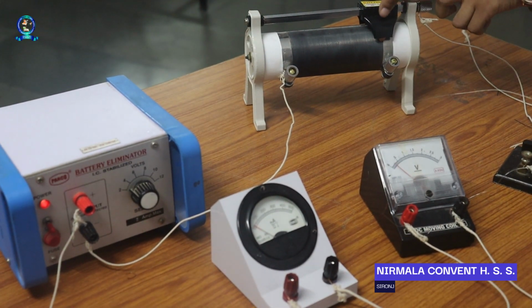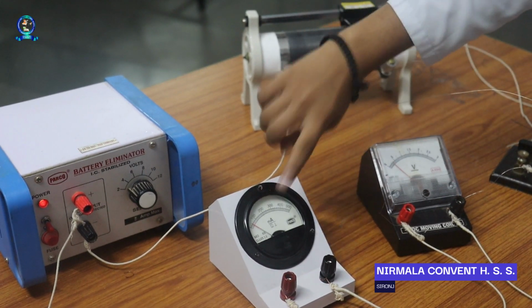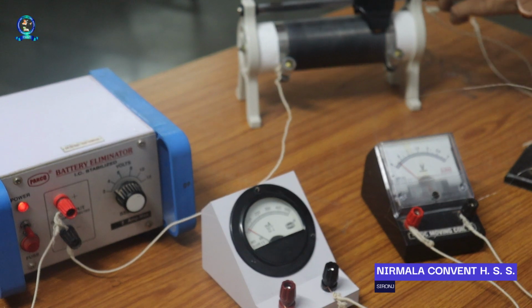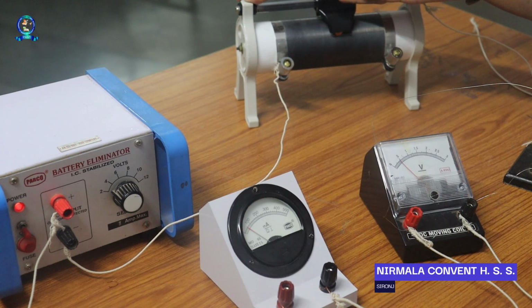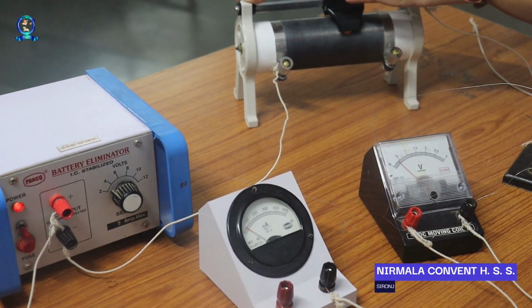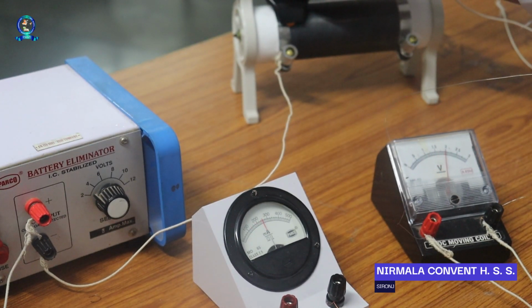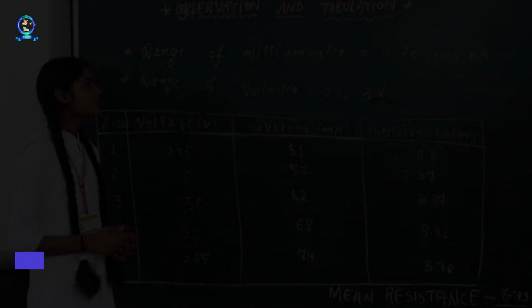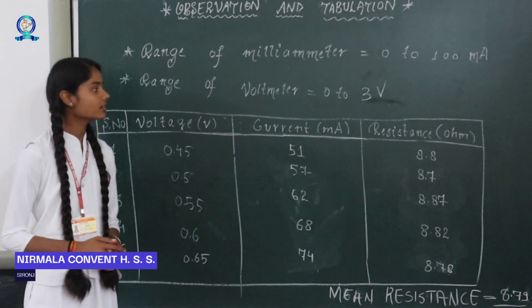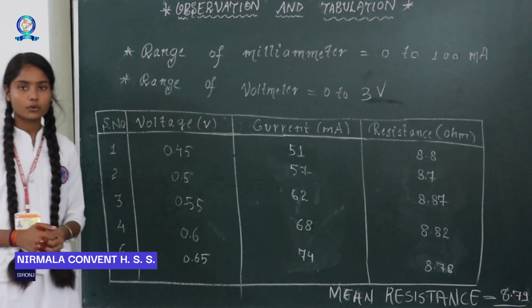Now when we vary the voltage, we will get different values of current. As voltage is varying, current is also varying. The range of the milliammeter is 0 to 100 mA and the range of the voltmeter is 0 to 3 volts. These are the values that we got from our experiment.